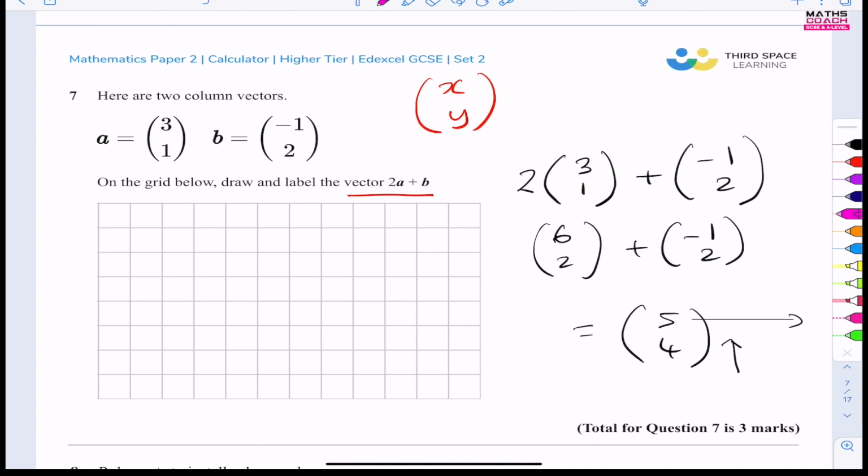All right. So let's just find a point here on our grid. Let's choose this as our point. So we are going to go 5 across. So 1, 2, 3, 4, 5. Okay, right there. And then we are going to go up by 4. So 1, 2, 3, 4, right there. So our full vector that we want to draw is in this direction. That is 2A plus B. And there's your final answer.